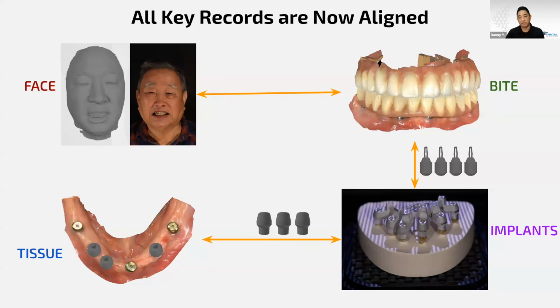Now, these scan caps are actually very unique to OptiSplint. They are not something that you can use with photogrammetry or any other technology for capturing implant positions at this time. These scan caps allow you to align with just rigid data all of these different records to each other. The face record and the bite record are aligned with rigid data because the teeth are the common points. The implant record to the bite data is using these analog scan caps. Again, they're rigid pieces of data.